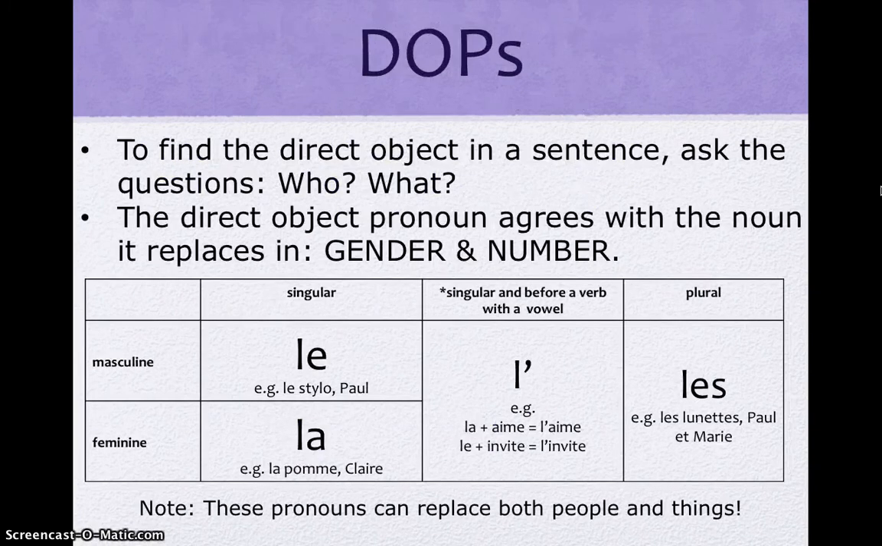Now, DOPs are a little bit more complicated with the Passé Composé, but let's review them in general first. To find them, we ask the question who or what, and the direct object pronoun has to agree with the noun it replaces in gender and number.